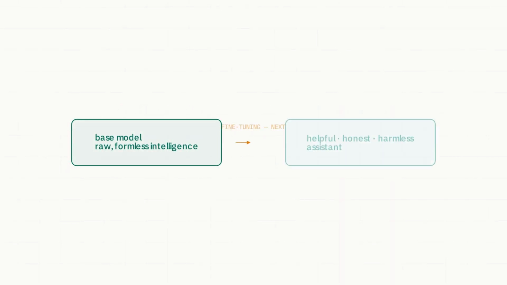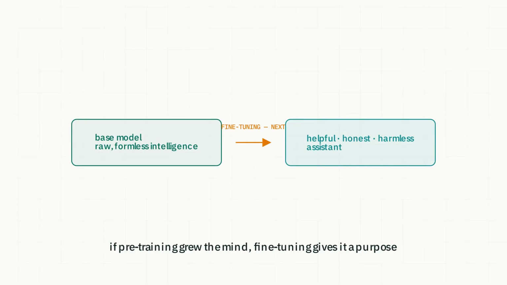But we're left holding a base model, a reservoir of raw, formless intelligence, a brilliant document completer that doesn't yet know it's supposed to help you. In the next video, we take exactly this model and we sculpt it. We teach it to follow instructions, to be helpful, honest, and harmless through supervised fine-tuning and learning from human feedback. If pre-training grew the mind, fine-tuning gives it a purpose. That's where we go next.